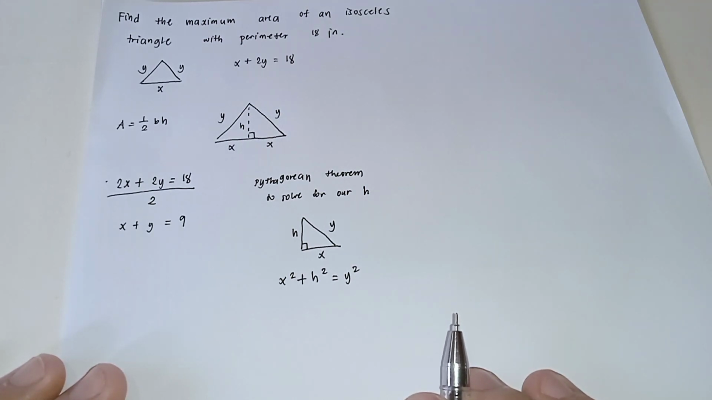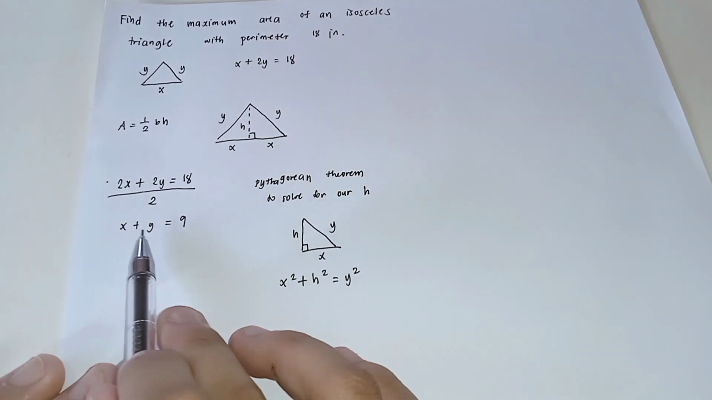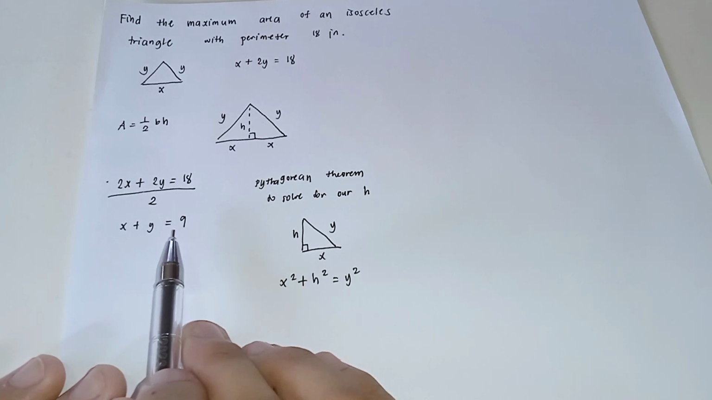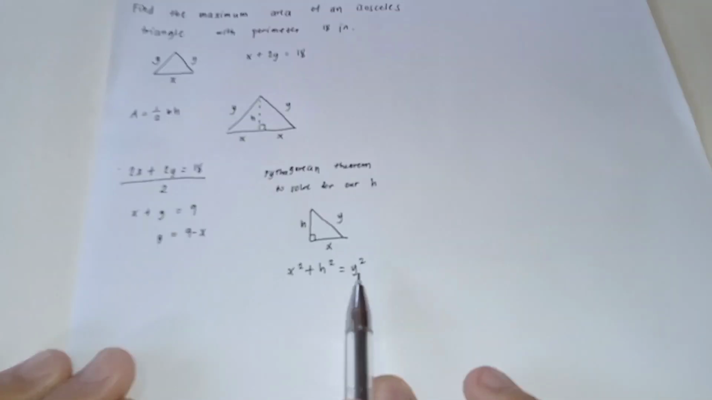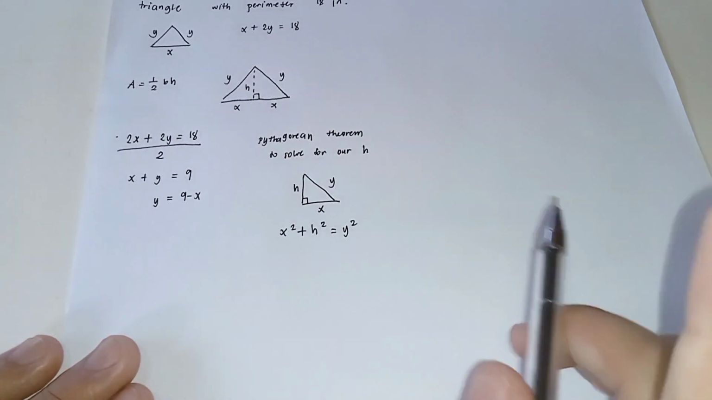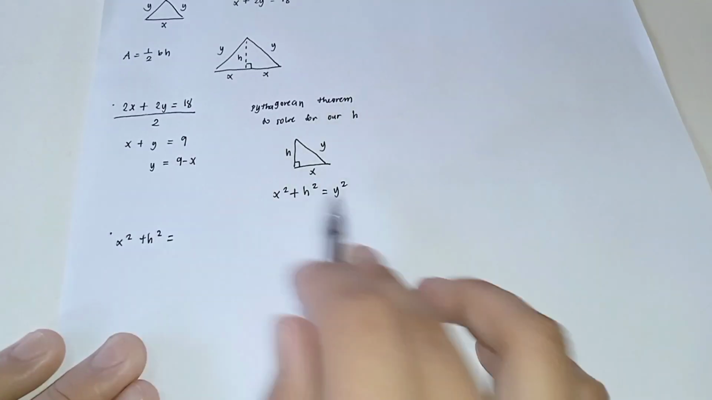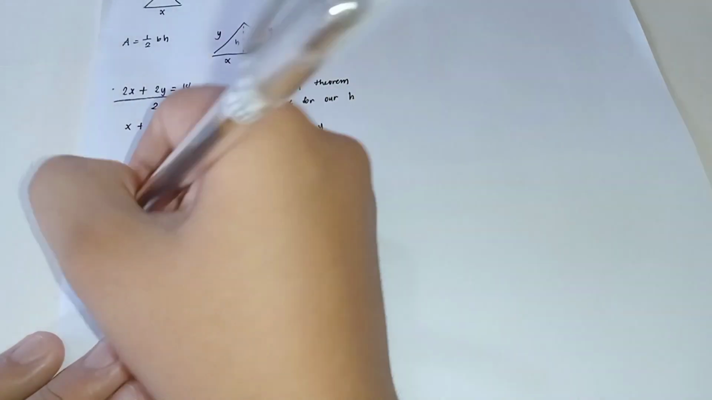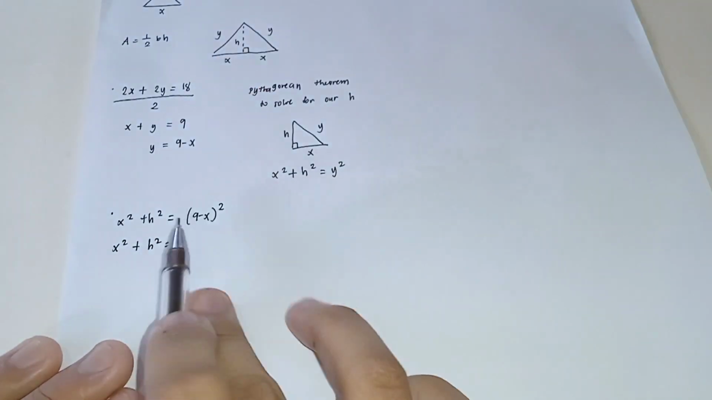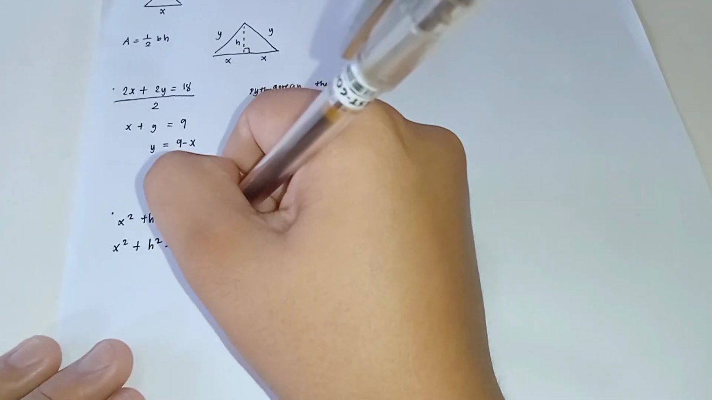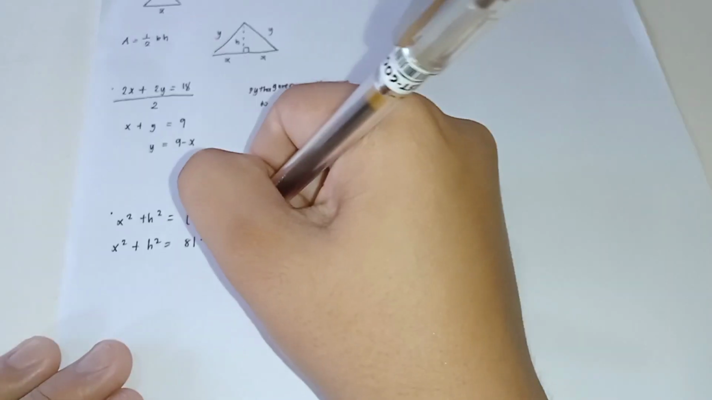Now what would be our y? Let's go back to our first equation here. We could say that y is equal to 9 minus x. So now we have our y value. We could use this value to solve for y in terms of x. So now let's substitute this. x squared plus h squared is equal to our y here, (9 minus x) squared. Now let's expand. x squared plus h squared is equal to the expansion of our y, which would be 81 minus 18x plus x squared.